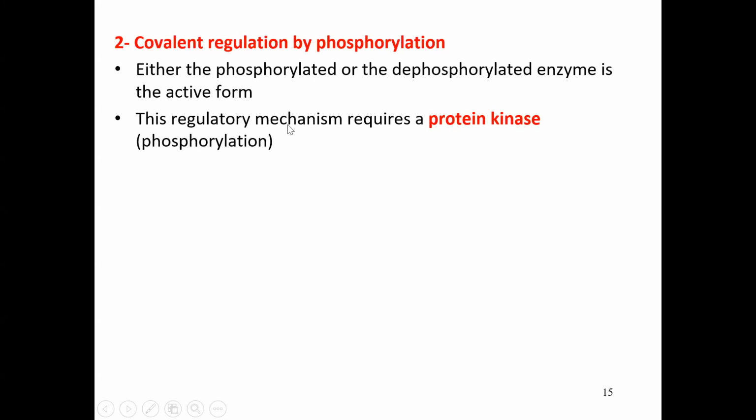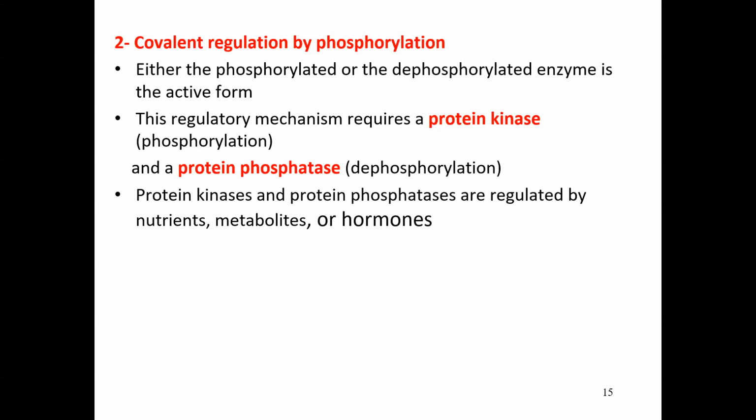To make the enzyme phosphorylated, you need another enzyme, called protein kinase. What does protein kinase do? It will add the phosphate group to the enzyme, making it more or less active. To remove the phosphate group, you need the phosphatase enzyme. What does the phosphatase do? It will remove the phosphate group, again making the enzyme less or more active. So how are these phosphatases and kinases regulated? Again, they are regulated by nutrients, availability of metabolites or hormones, as we will learn later in the course.